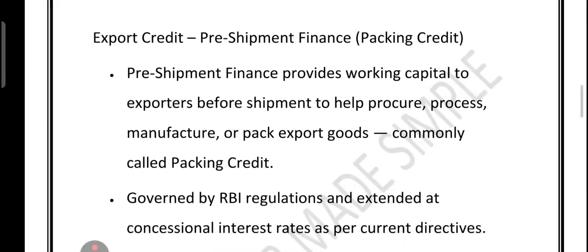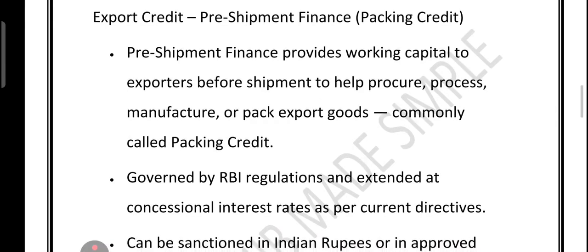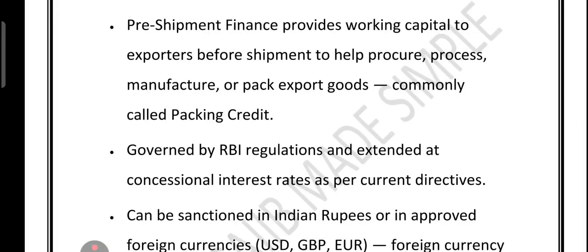Now, let's talk about the export credit, right? So friends, let's talk about the pre-shipment finance, which you might have also heard as packing credit. So what is the idea here? It is basically money given to the exporter before they ship the goods. Why? So that they can buy raw material, process it, manufacture the product, or pack it nicely before sending it abroad.